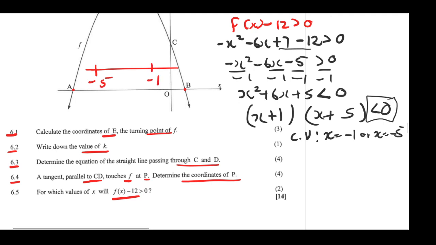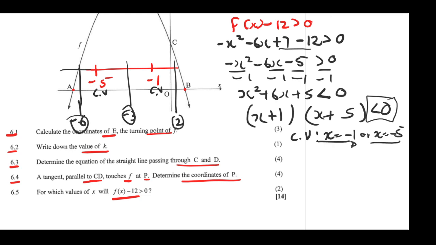So you're going to test values before and after your critical values. Before your critical value, let's say minus 6. Between your critical values, let's say minus 3. And after your critical value, let's say 2. So you're going to test these values to find the signs. And what I got here is a positive, a negative, and a positive.